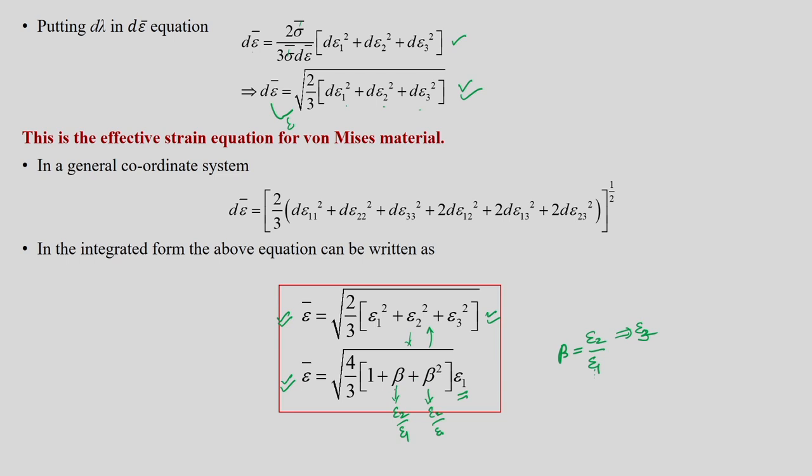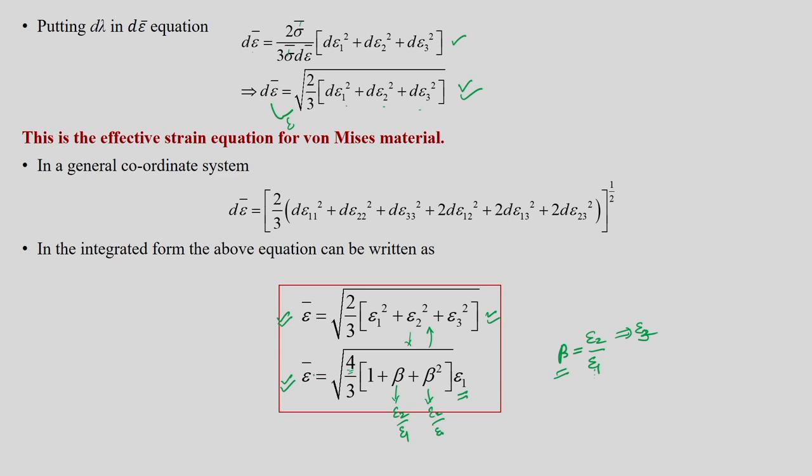If you want to rewrite this in terms of beta, it is square root of 4 by 3 into (1 plus beta square) into epsilon 1. Epsilon 1 should come outside the square root. You can just derive it and check, okay. And you will see that all these values 1, 2 and 3 can be obtained from the original and new dimensions during deformation. And also, if you know what beta is, okay, how it is related, you can get epsilon bar, okay.